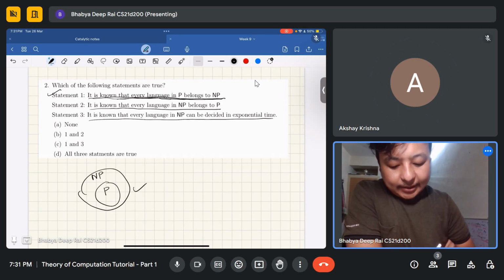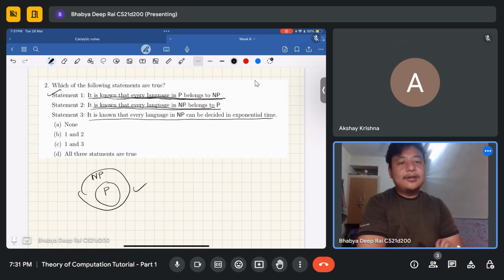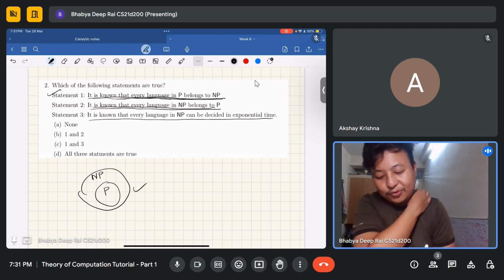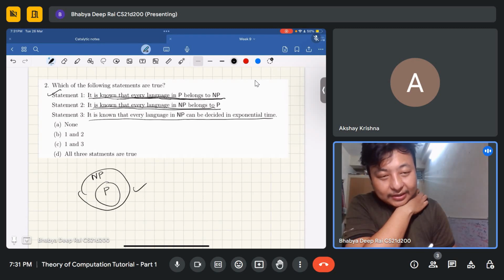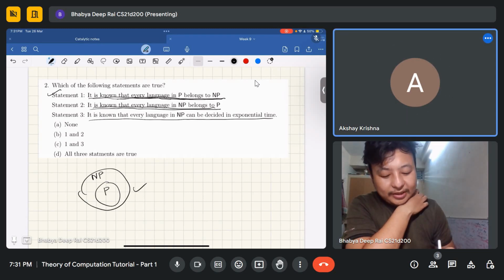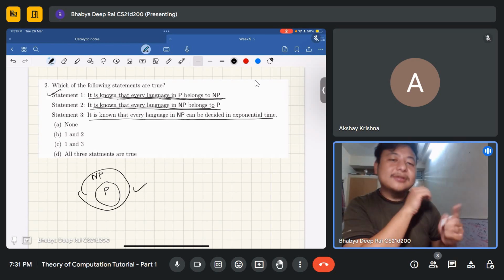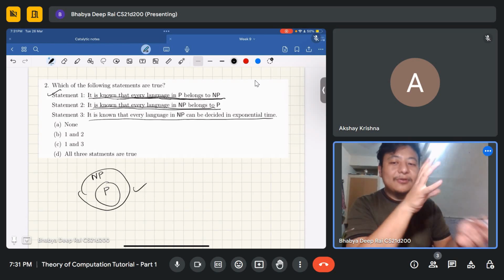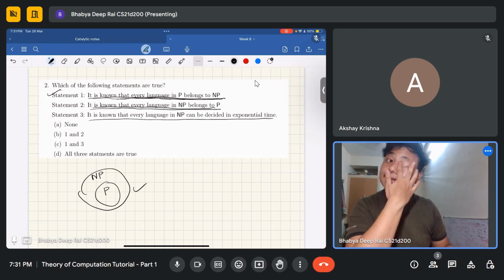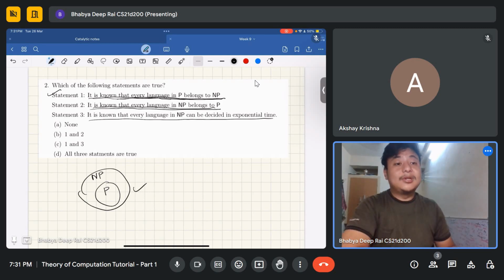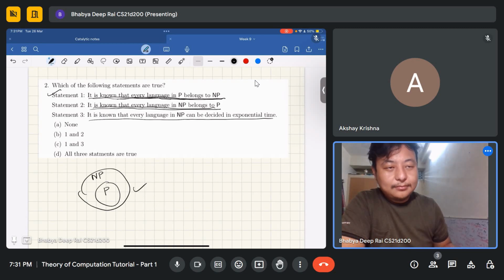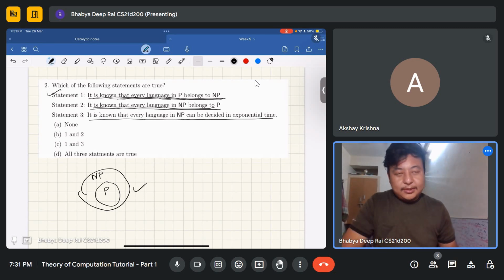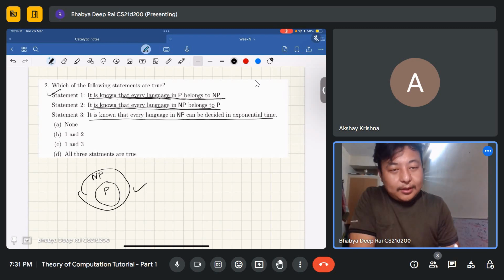Now, it is known that every language in NP belongs to P. What do you think, Akshay? Is statement 2 true? No, right? Because if every language in NP also belongs to P, then P would be equal to NP. They would be identical sets, right? But that is not known as of now. So statement 2 is false.